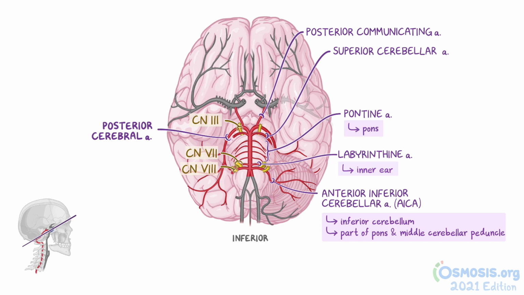Last, just before the bifurcation of the basilar artery, there are the superior cerebellar arteries, which course laterally and then travel around the cerebral peduncle to reach and supply the superior aspect of the cerebellum, the pineal gland, part of the pons, and part of the third ventricle.